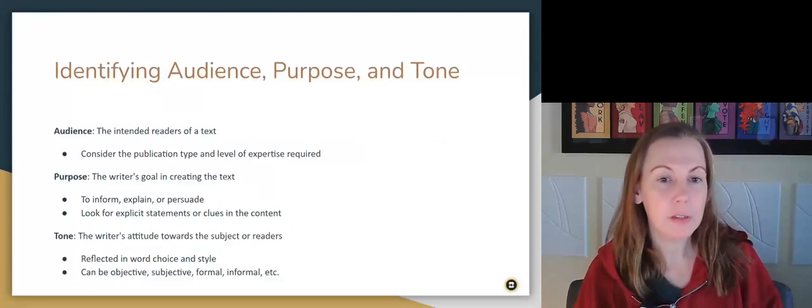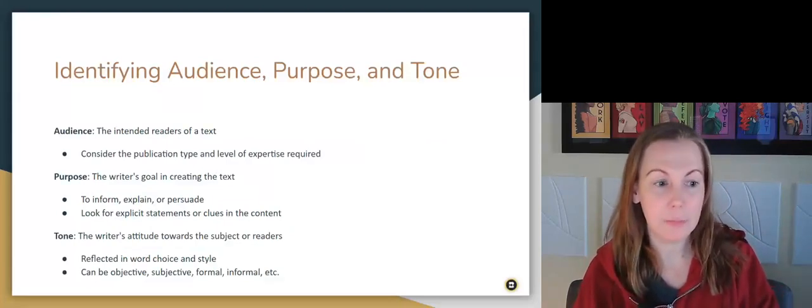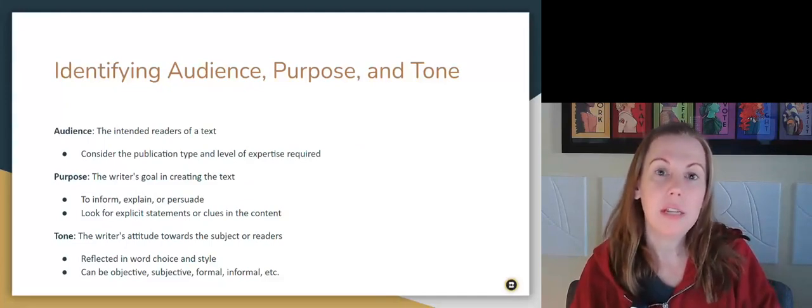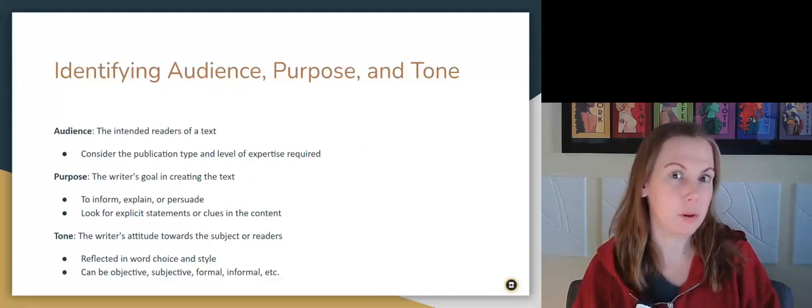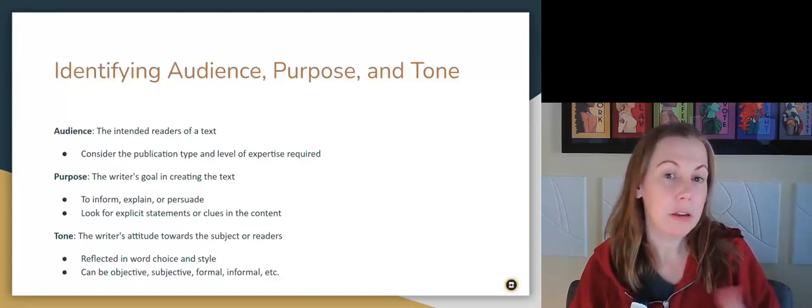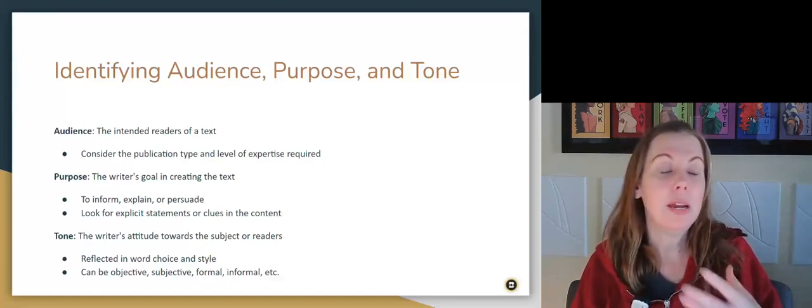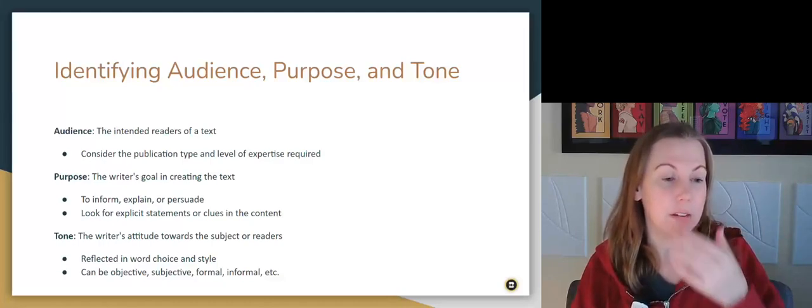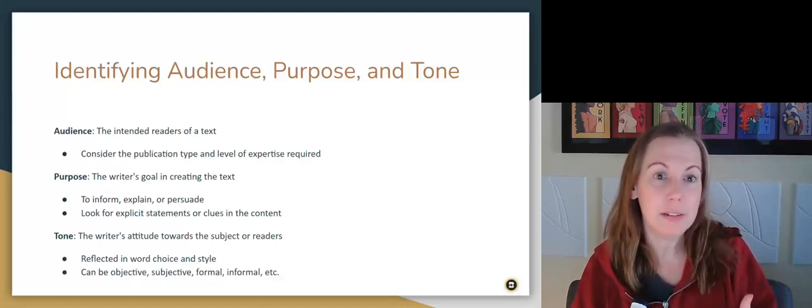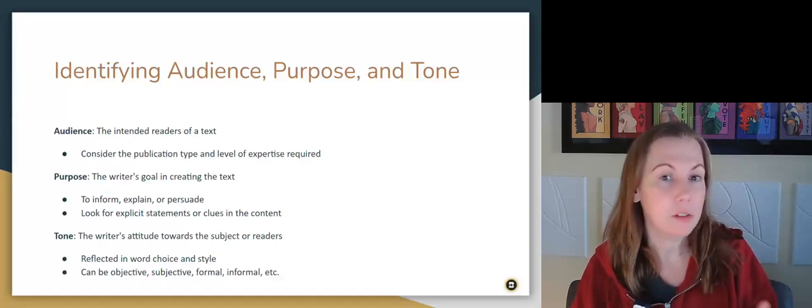So when you read something, the first thing you want to do is identify the audience, the purpose, and the tone. So the audience is who are they writing for? Are they writing for parents? Are they writing for anybody? Are they writing for professors? The way that they write, for whom they write, is going to dictate the purpose and the tone.